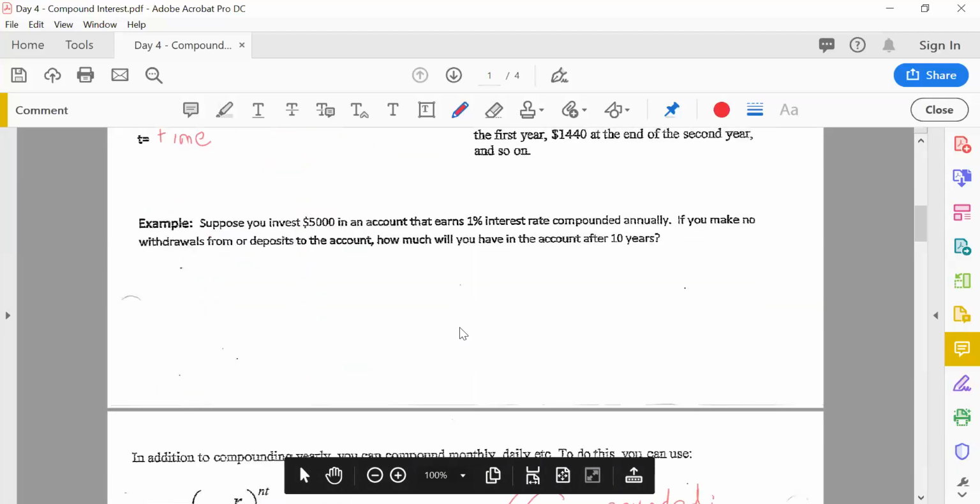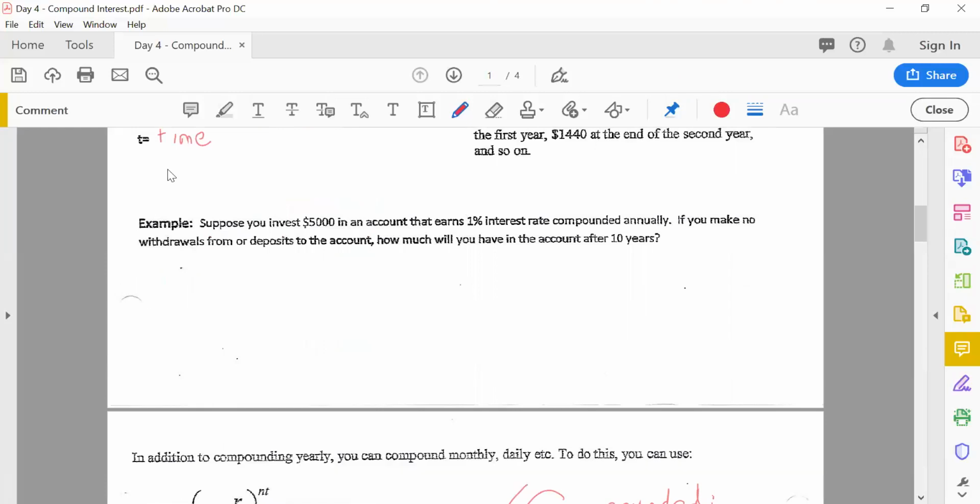So let's read an example. Suppose you invest $5,000 in an account that earns 1% compounded annually. If you make no withdrawals or deposits to the account, how much will you have after 10 years? I see that it's compounded annually, and I'm underlining that because it's going to become important for the next example. So P, the principal, is $5,000. R, the interest rate, is 1%, but as a decimal, that's 0.01. More people make mistakes converting percentages to decimals than anything else in these problems. Take your time with that. How much will you have after 10 years?